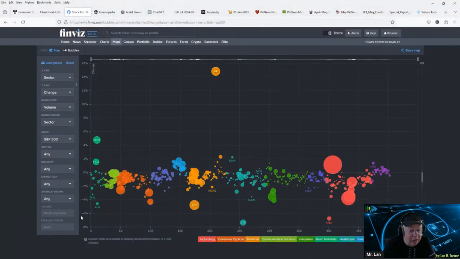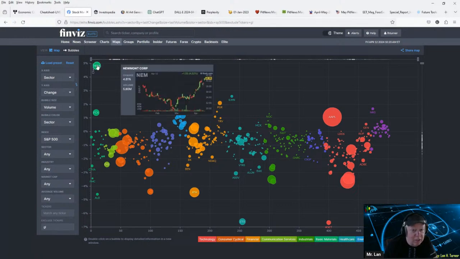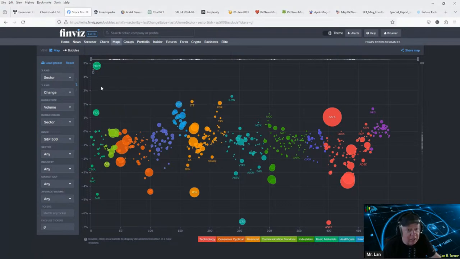So GL, we got that one in there, and it's kind of skewing the chart. So let's get rid of it. We're down here in the very bottom. See that exclude ticker? We can come down here and put in GL. We can take that one out. Okay, so now NEM is the next one, Newmont Corp. It's up, $40.96 per share. Let's go NEM.